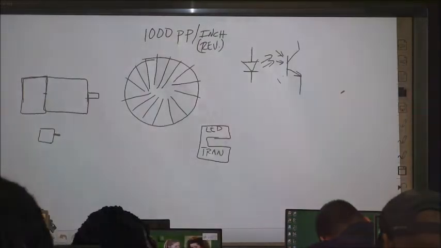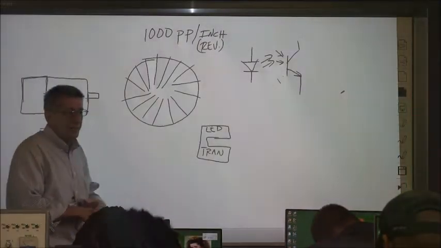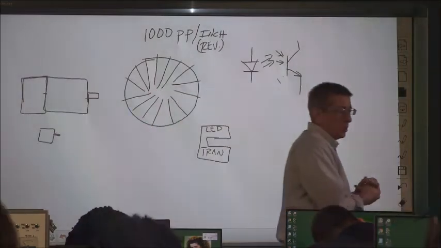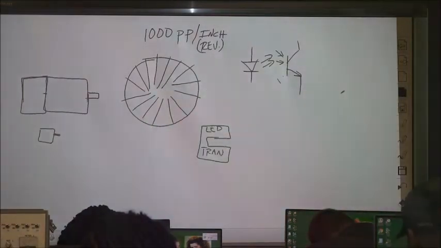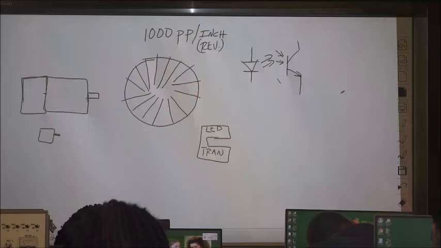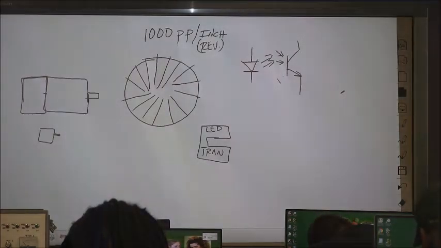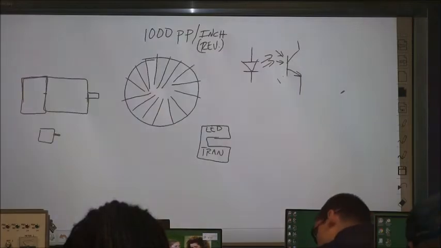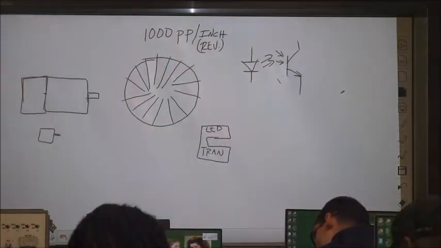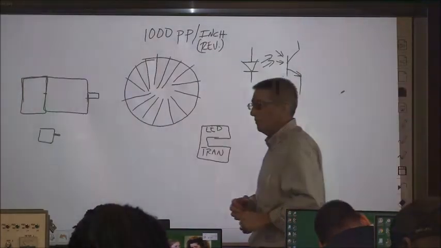Actuator: any device that converts electrical energy into mechanical energy. So what are some examples of actuators? A solenoid, a cylinder, a motor. Electrical to mechanical energy, any of that stuff.